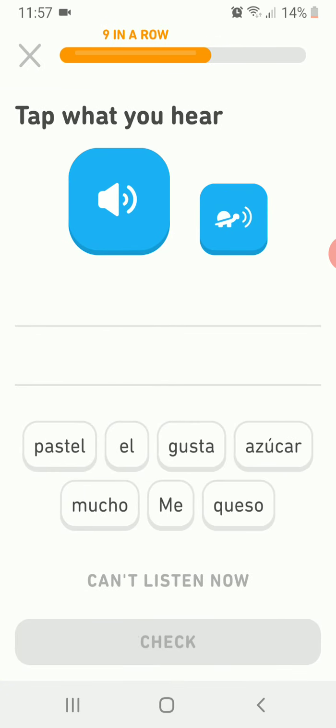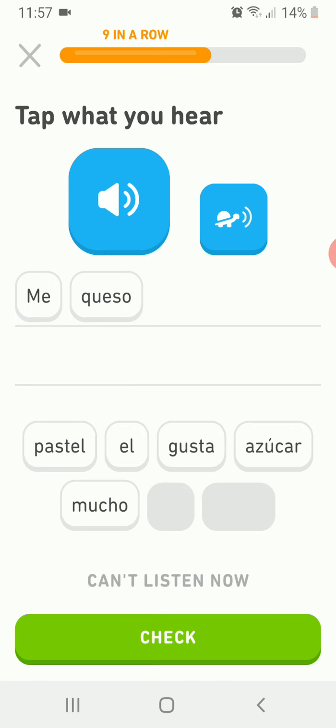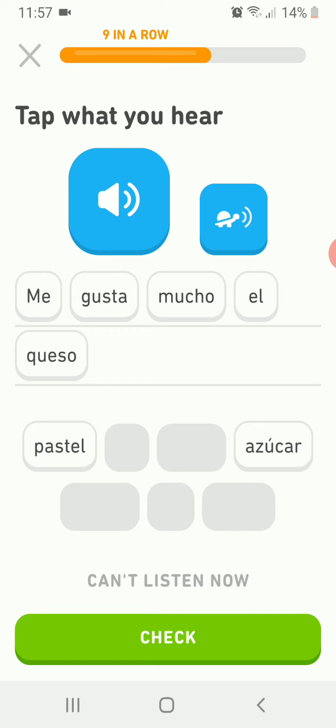Me gusta mucho el queso. Me gusta. Queso. Me gusta mucho el queso. El queso. We just don't say me gusta mucho queso, but we have to use the definite article. Here it's el.